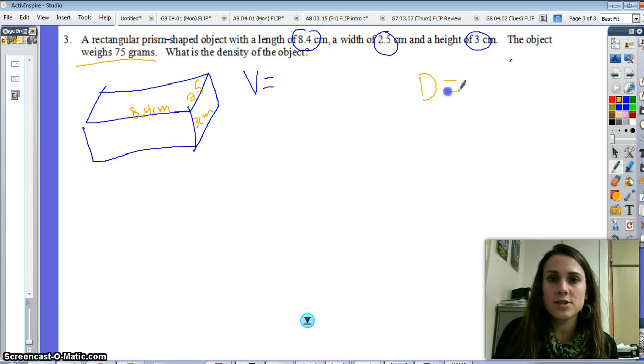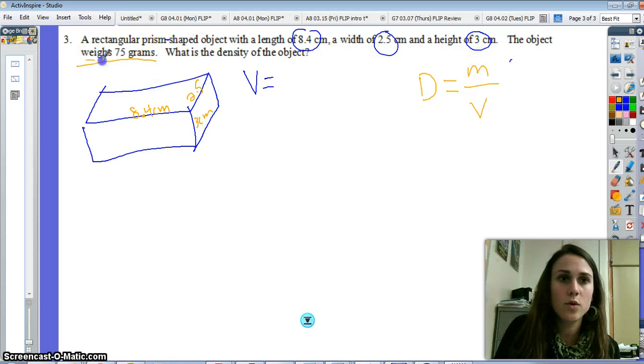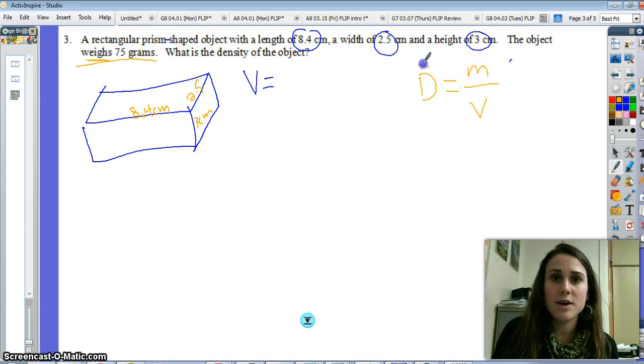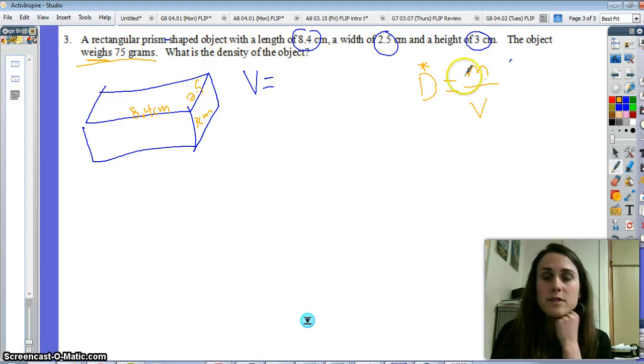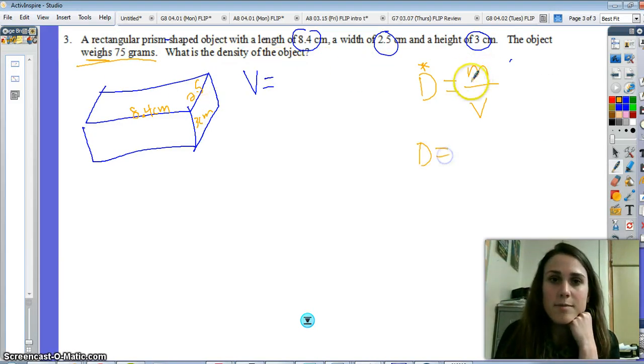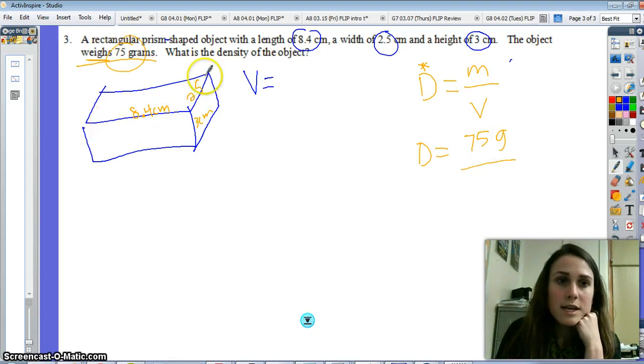So this whole unit is the relationship between density, mass, and volume. Mass is a fancy word for weight. In this question, I'm being asked to find the density. I know the mass, or the weight, they tell me that, and I'm pretty sure I can find the volume by using my knowledge of the volume of rectangular prisms. So let's do that. Let's plug in what we know. The mass is 75 grams. The volume is length times width times height. So the volume of this would be 8.4 centimeters times 2.5 centimeters times 3 centimeters.